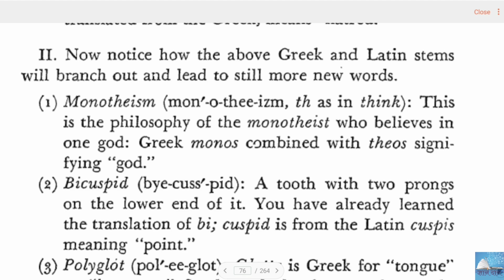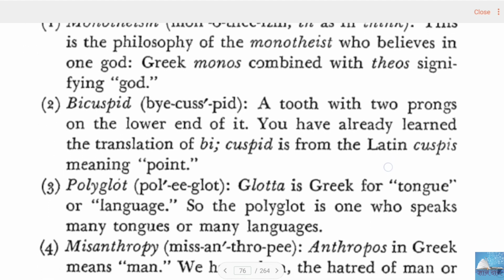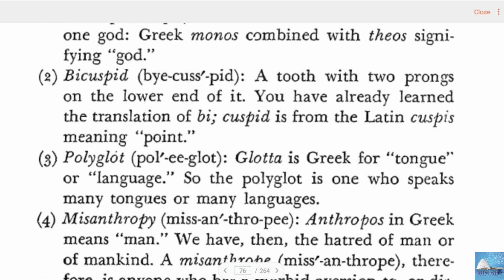Monotheism. This is the philosophy of the monotheist who believes in one God. Greek monos combined with theos, signifying God. Bicuspid. A tooth with two prongs on the lower end of it. You have already learned the translation of bi. Cuspid is from Latin cuspis, meaning point.